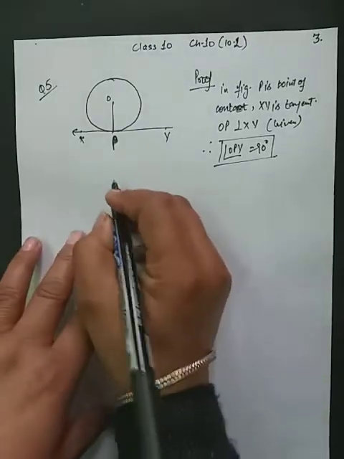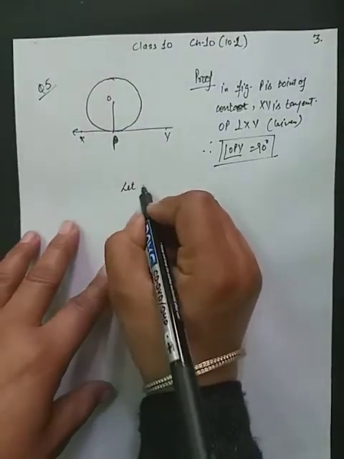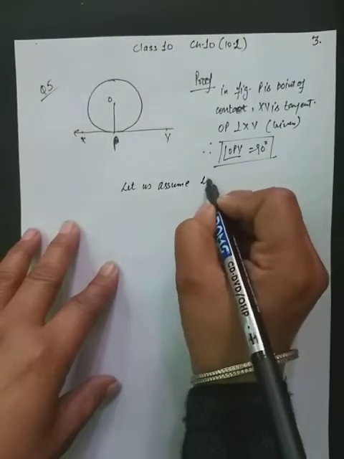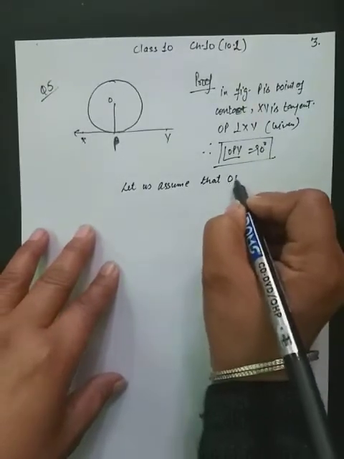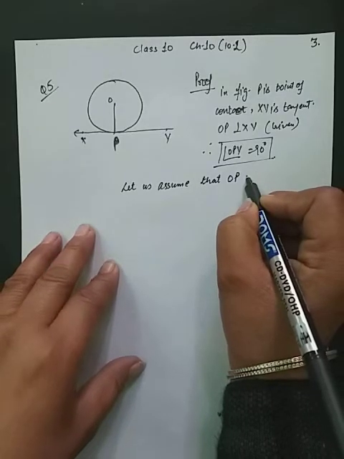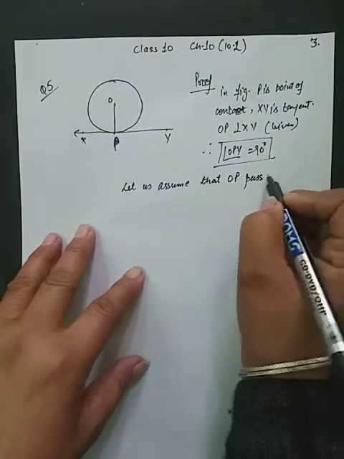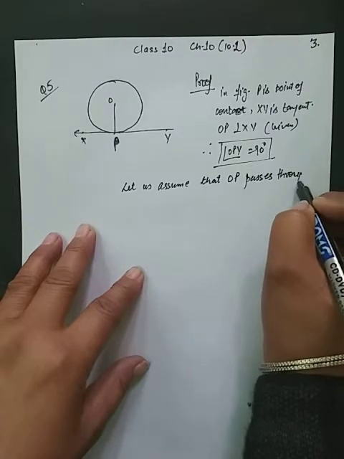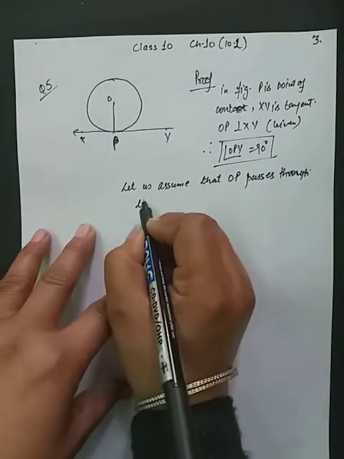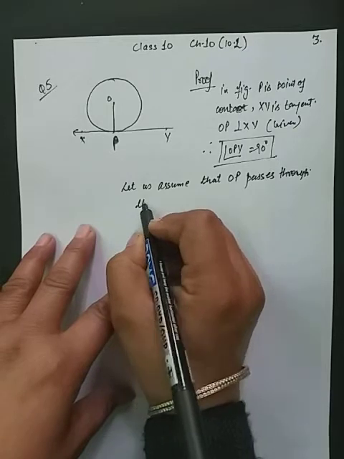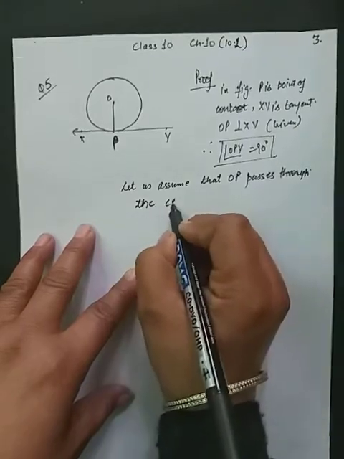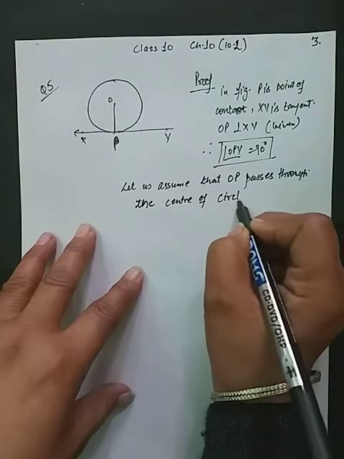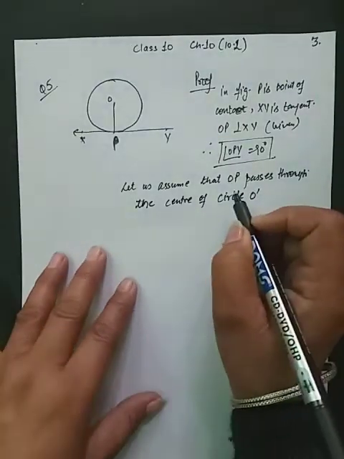And let us assume that OP passes through the center of circle O dash.